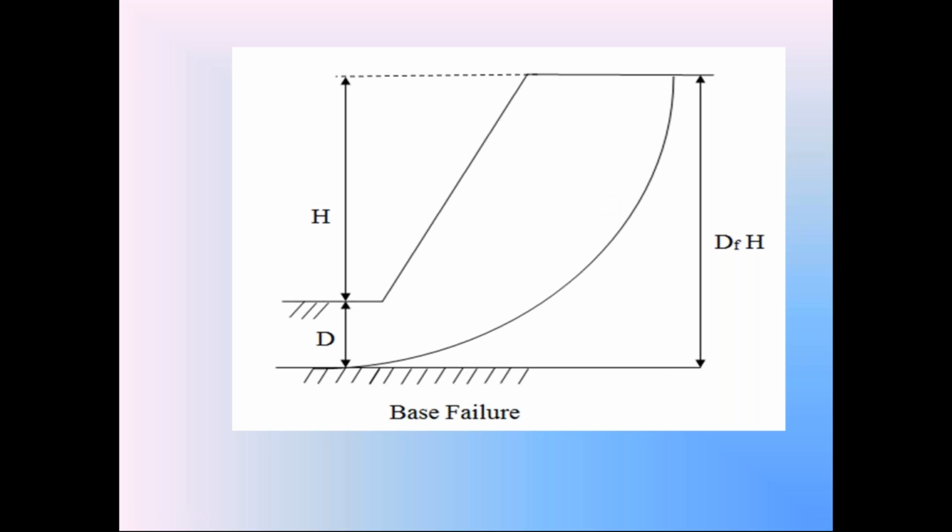In the base failure, the failure surface passes through the bottom of the toe, tangential to the hard stratum, and this entire portion of soil is subjected to failure. In the base failure, we have a factor called the depth factor. The depth factor in base failure, Df, is equal to (H plus D) divided by H. That is the depth factor of this base failure. So like that, in finite side slopes, we have this type of rotational failure.